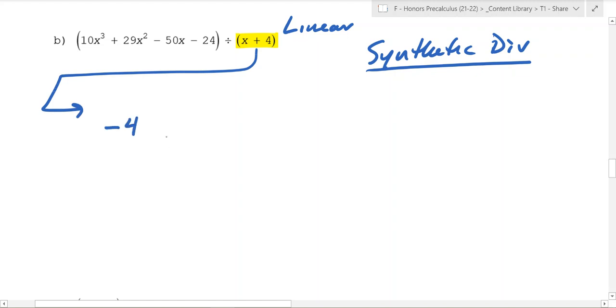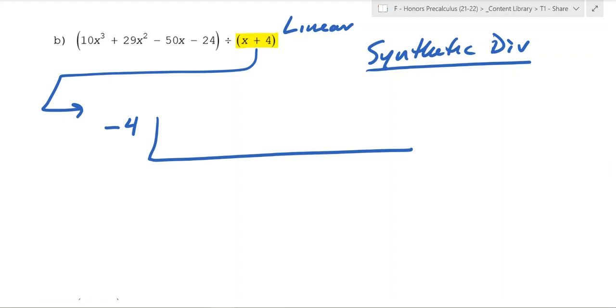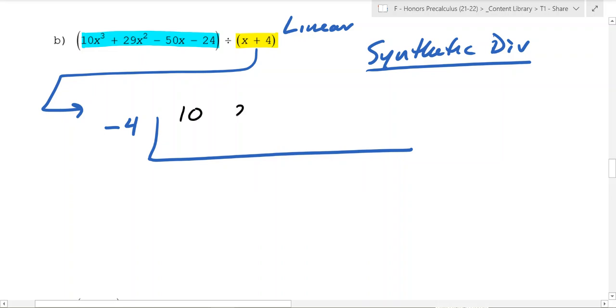Negative 4 makes it 0. And you write a bar a little bit differently like this. Next, you look at this polynomial and you say, what are the coefficients in descending order, where they are 10, 29, negative 50, and negative 24. So you just set it up like this. And again, you can only use it when this is linear, a line.